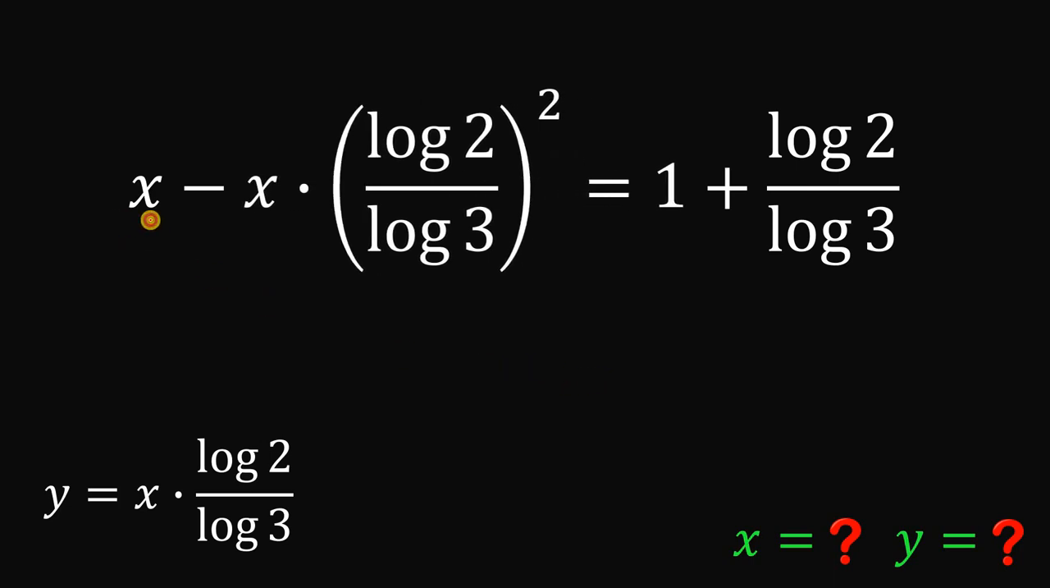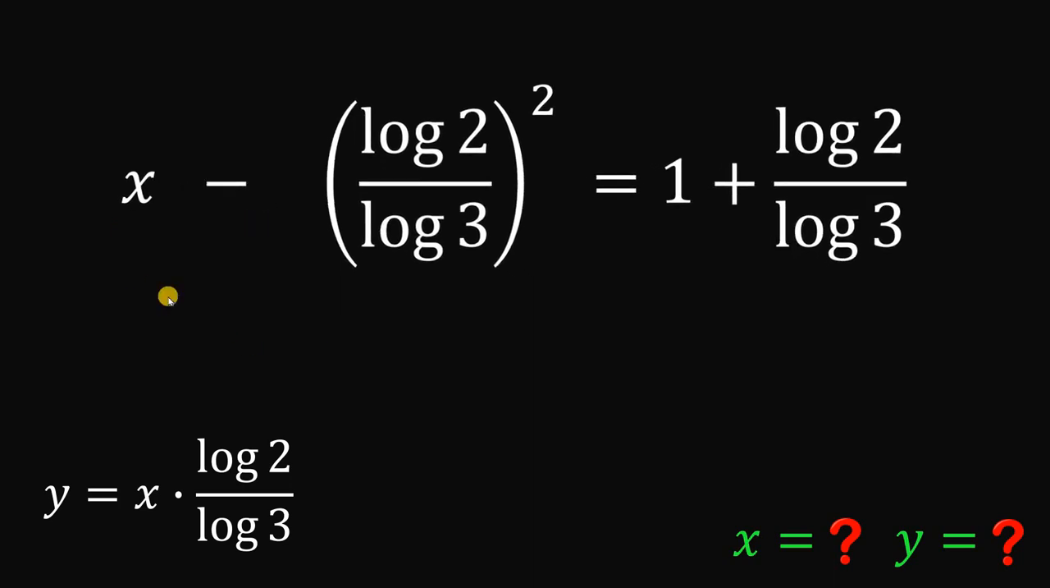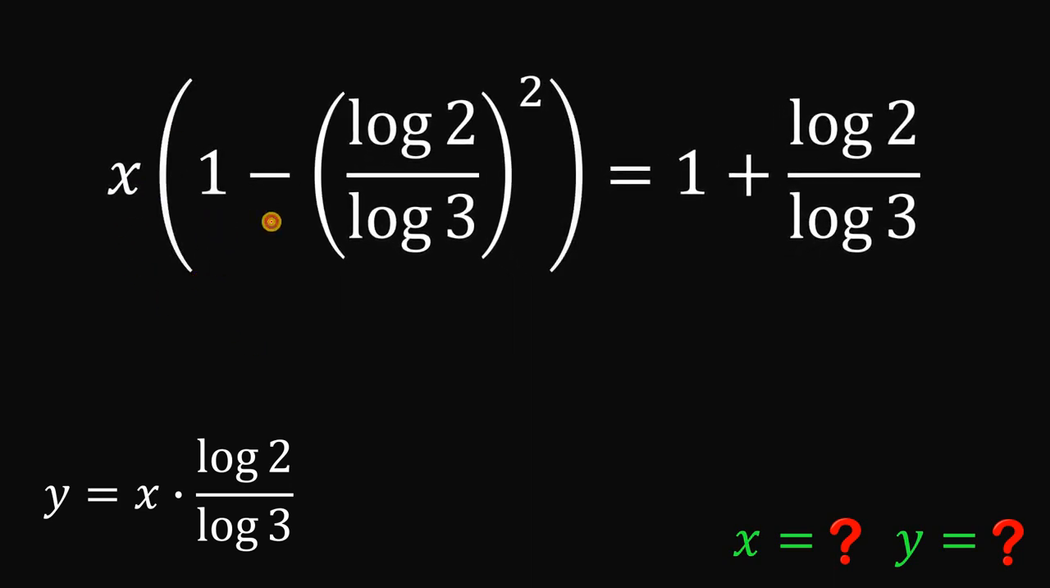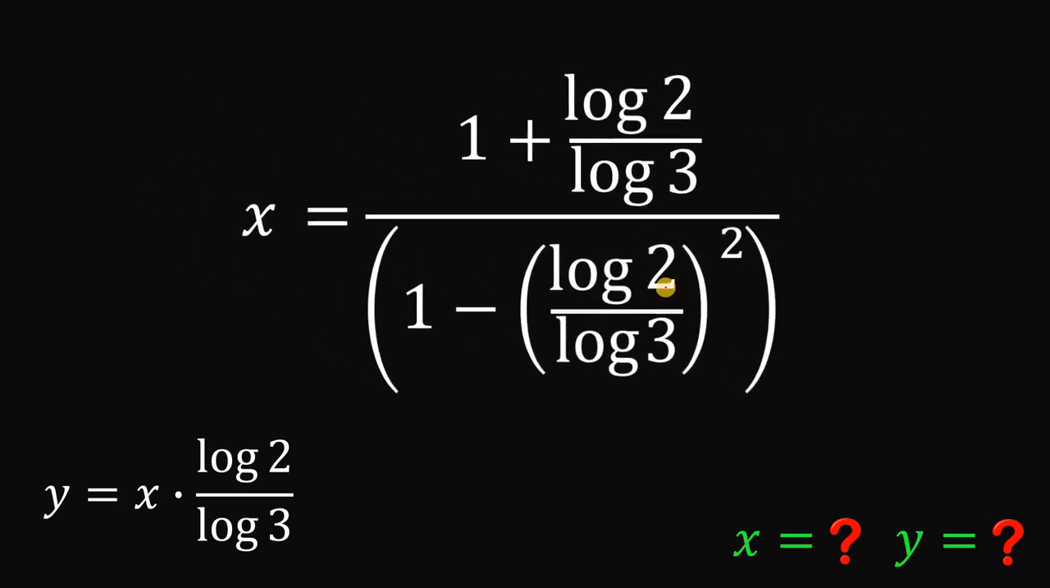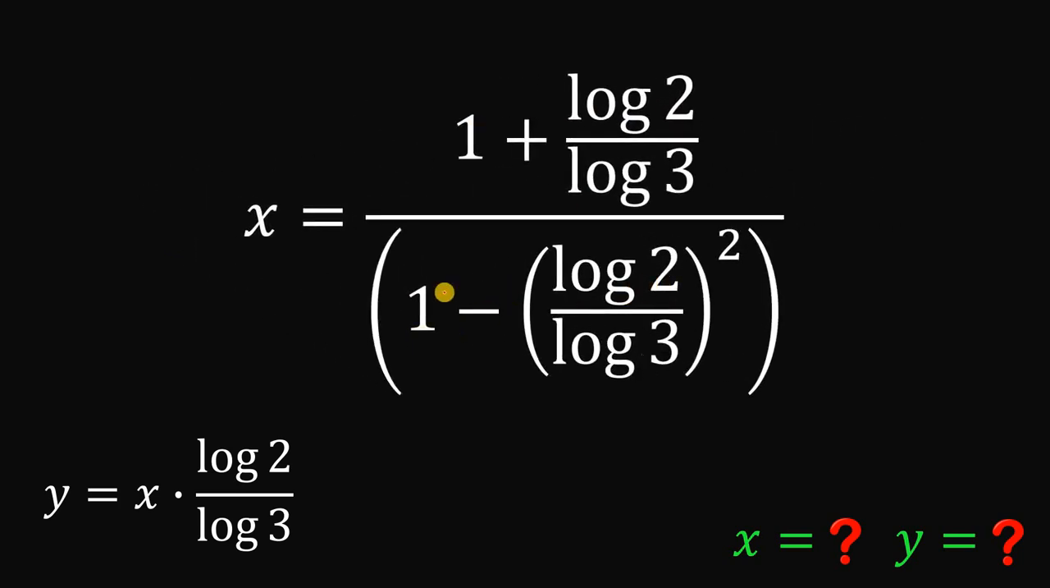And then, what we're going to do here is to factor out this variable x. If we do that, we get x multiplied by 1 minus logarithm of 2 over logarithm of 3 raised to the power of 2. On the right-hand side, we have 1 plus logarithm of 2 over logarithm of 3. And take note, our goal is to solve for the value of x. So let's divide both sides by 1 minus logarithm of 2 over logarithm of 3 raised to the power of 2. Like this.